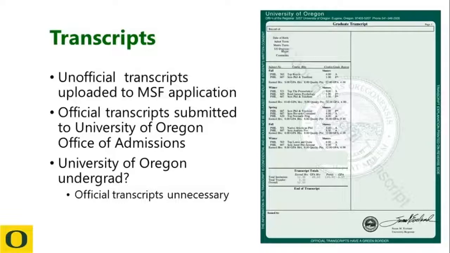But if they're a University of Oregon student, that's a little bit different. We've saved them some trouble. So if you're a University of Oregon undergrad, if you've graduated from the U of O, you would submit an unofficial transcript, and you can get one of those via DuckWeb. And then if you are admitted, you do not need to submit an official transcript ever, unless you went to another school. So if you're a University of Oregon undergrad, fantastic. We've saved you some time. We already have your information, and we can get that. So fantastic.